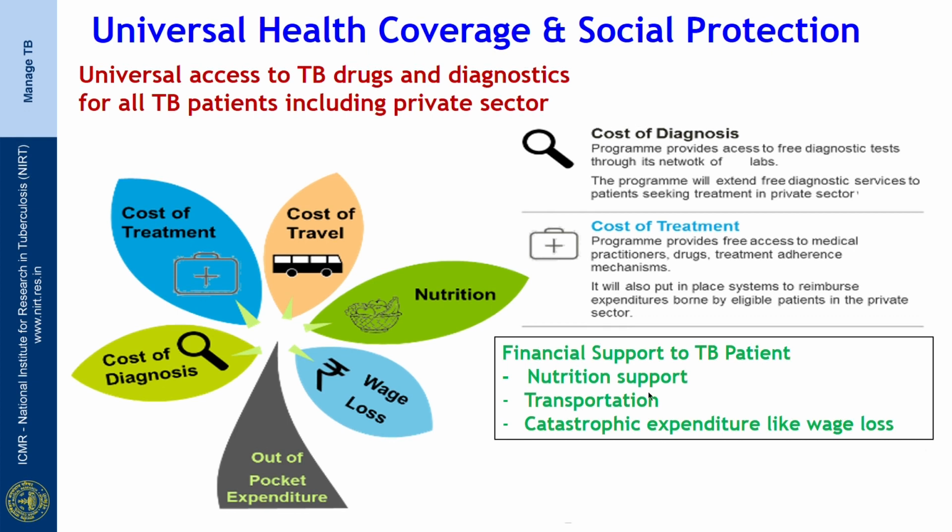receive that money directly. All these efforts are basically to provide universal access to all TB patients, including the private sector, for drugs and diagnostics, and the various costs that are involved. The cost for diagnosis or for treatment is taken care of.